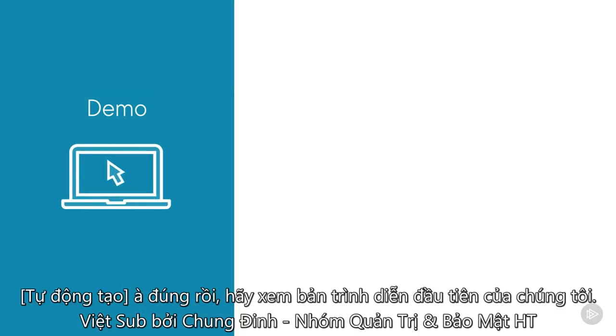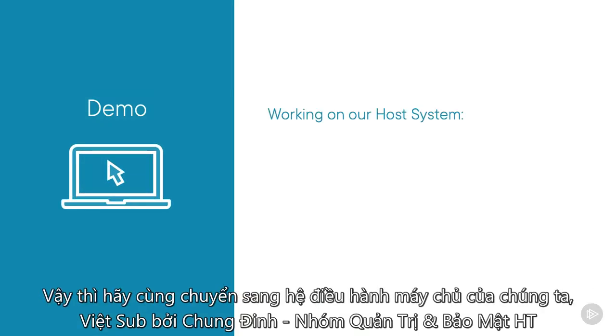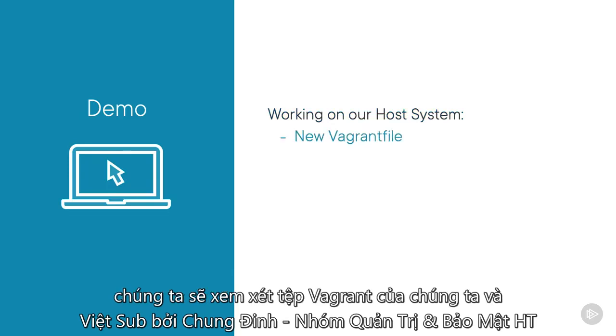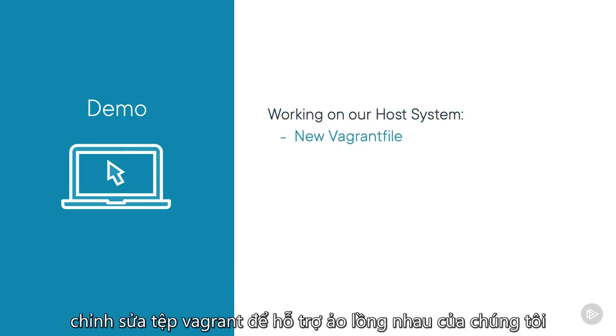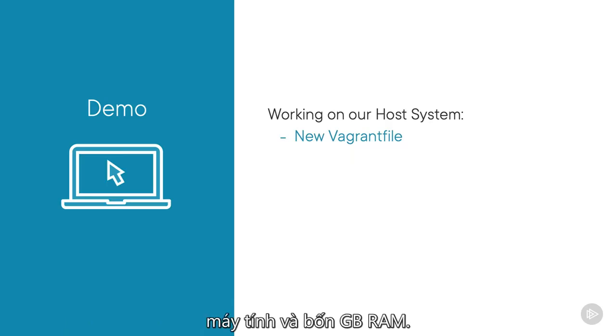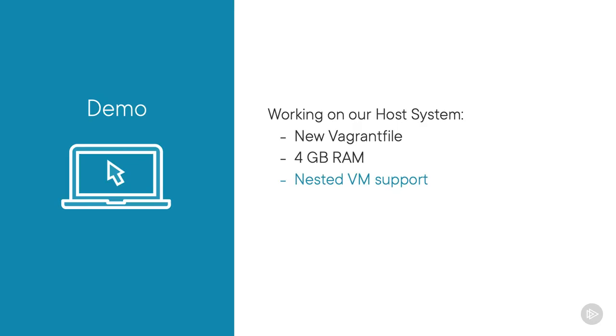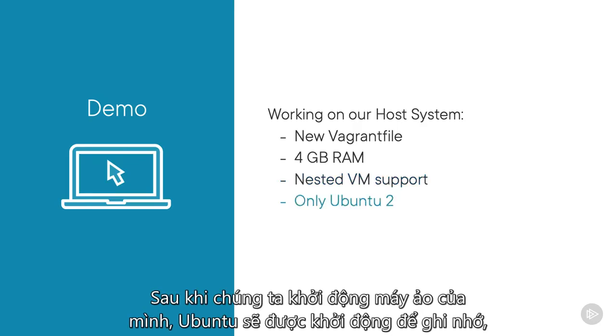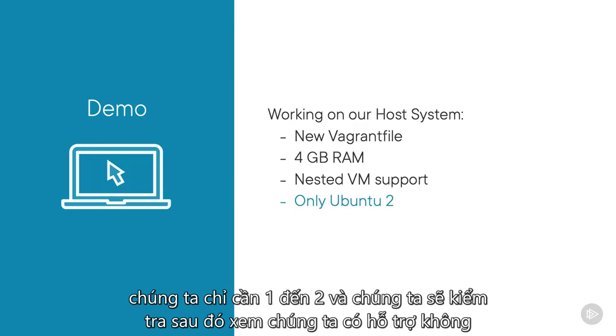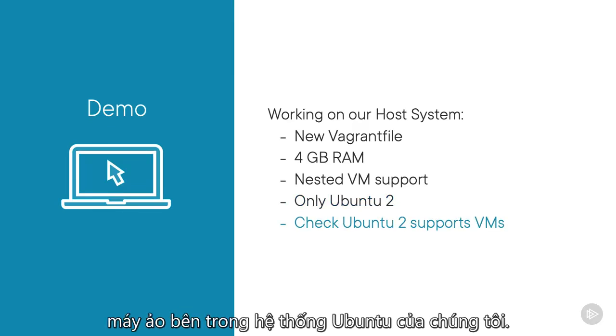Yes, look at this, our first demonstration. Let's move out to our host operating system. We're going to be taking a look at our Vagrant file and editing it to support our nested virtual machines and 4 gig of RAM. Once we've fired up our virtual machine, we'll be firing up Ubuntu 2. Remember, we only need Ubuntu 2. And we're going to check that we do support virtual machines inside of our Ubuntu 2 system.